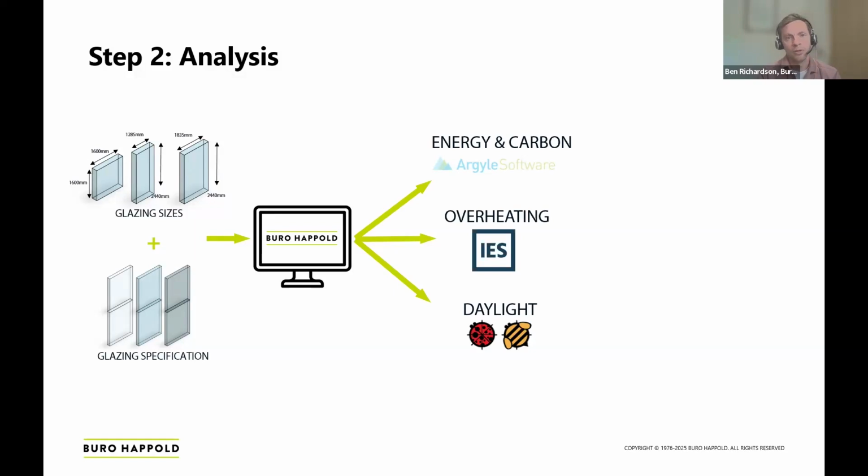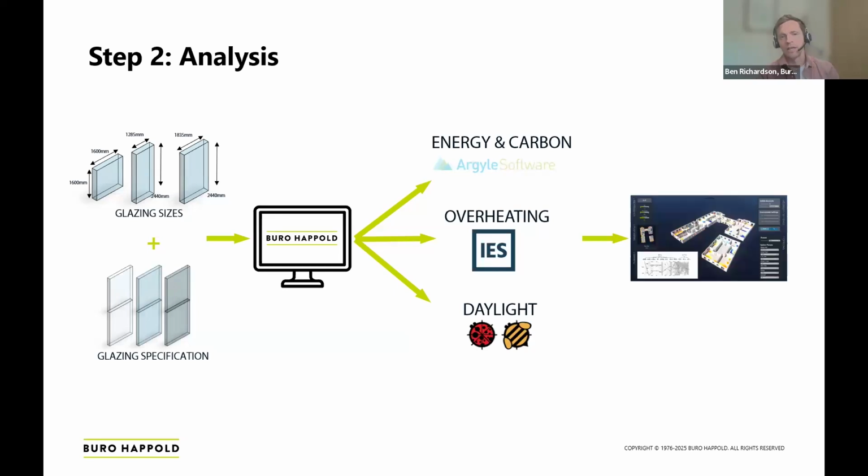So for energy and carbon in the SAP world, we use Argyle software, and it's a government approved piece of SAP software. For overheating, we use IES, which allows us to do the CIBSE TM59 analysis. And then for daylight, we use Ladybug and Honeybee to do those simulations. Then they get run, pushed to our game engine, which I'll share a little bit with you in a minute.